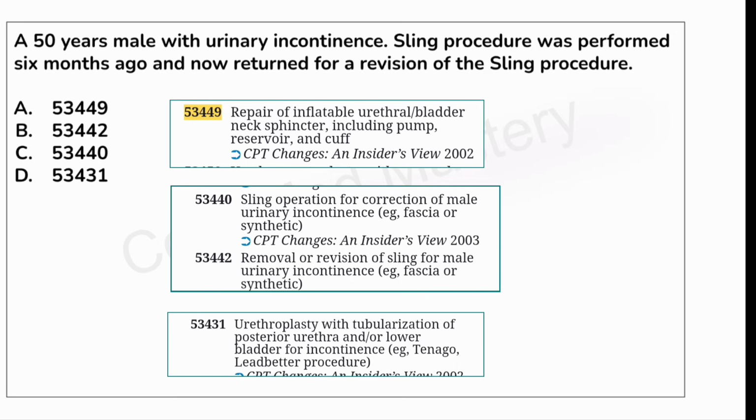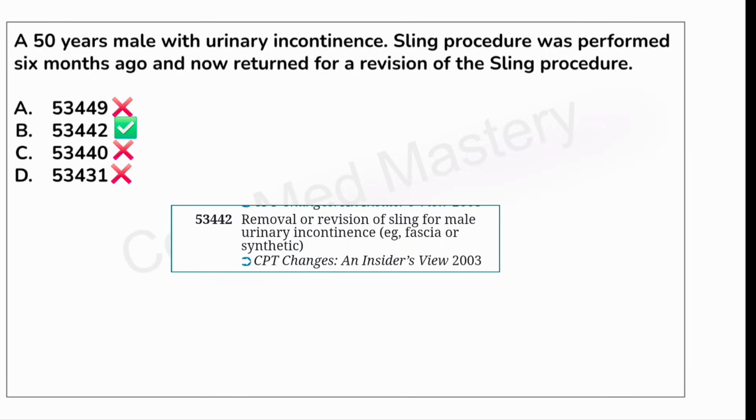Let us read the question. They have given a 50-year-old male with urinary incontinence. A sling procedure was performed 6 months ago and he has now returned for revision of the sling procedure. So, which is the correct code? The correct code will be 53442, because they have given removal or revision of sling for male urinary incontinence. All other options are wrong. Let us move on to the next question.